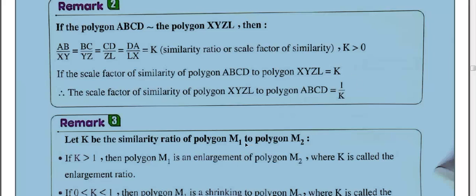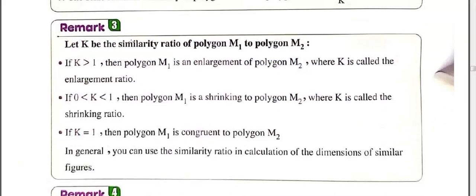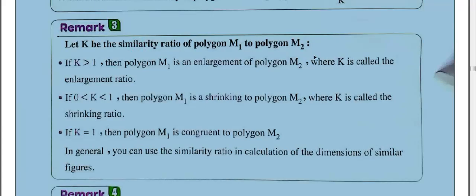Remark 3. Let K be the similarity ratio of polygon M1 to polygon M2. If K is more than 1, then polygon M1 is an enlargement of polygon M2, where K is called the enlargement ratio.